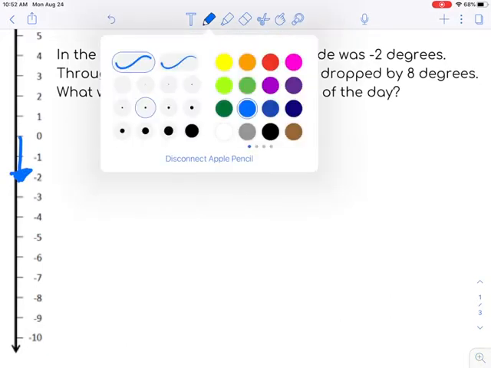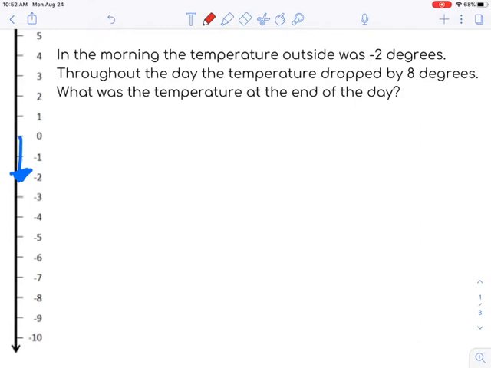And then throughout the day, it dropped by 8 degrees. So it dropped from -2, 1, 2, 3, 4, 5, 6, 7, 8. It dropped 8 degrees. So at the end of our day, we're at -10 degrees. I'm going to add my little degree sign there. Now the other way, if you don't like the way we do it on the number line, the other way we could do this is if we start at -2 degrees in the morning, and then it drops by 8. So if it's dropping, we're taking something away.